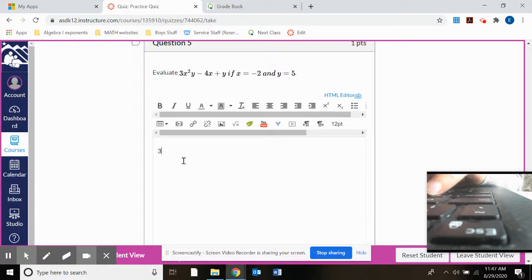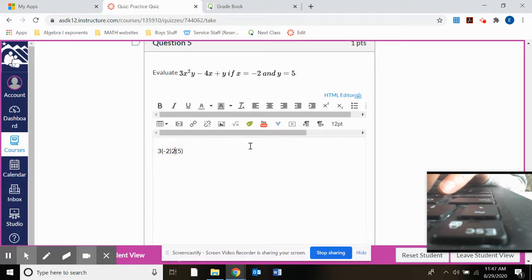So first, I'm going to substitute all my values. So 3 times x squared would be 3 times negative 2 squared. And so I know that I just put a 2 instead of actually squaring it. And I'll show you why in a minute and how we'll fix that. But I need to make something that comes after the 2. Well, my y value is 5. I want to multiply that also. So I've got parentheses around everything except this funny 2 that should be an exponent.